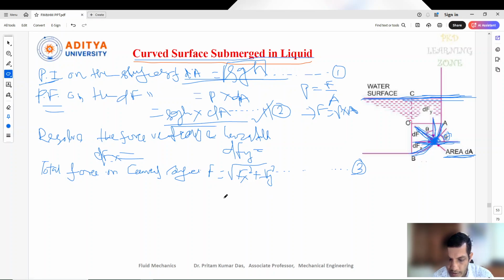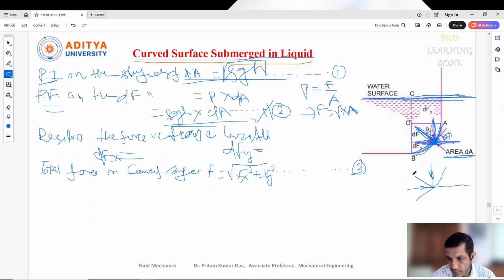Okay, this one we can give equation 3. Now again, when it is inclined, the theta is here, the theta is here, this is also theta. Okay, and if you see here, this is the pressure force in the x direction, or this is the force in the y direction which is acting here.